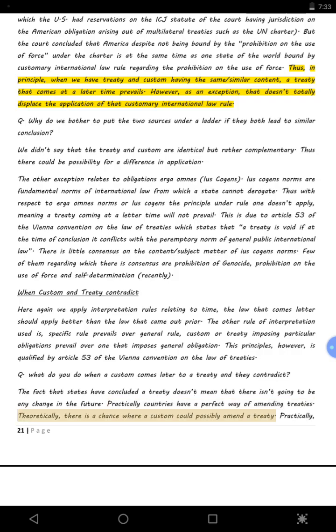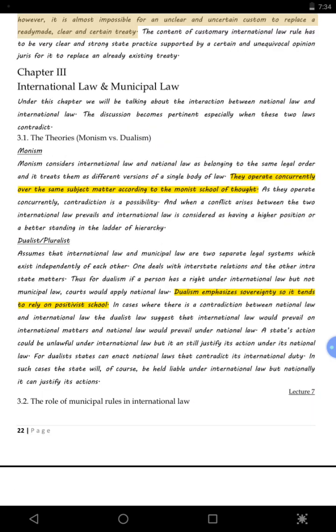Theoretically, there is a chance where a custom could possibly amend a treaty. Practically, however, it is almost impossible for an unclear and uncertain custom to replace a ready-made, clear and certain treaty. The content of the customary international law rule has to be very clear and strong state practice supported by a certain and unequivocal opinio juris for it to replace an already existing treaty.